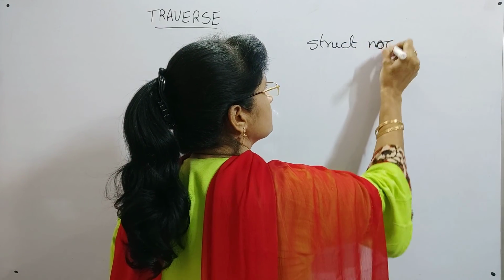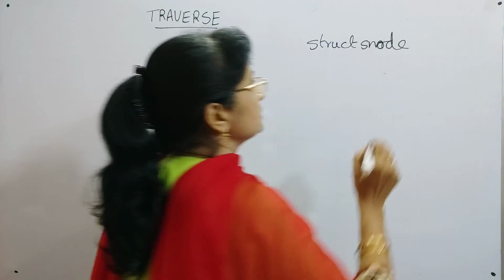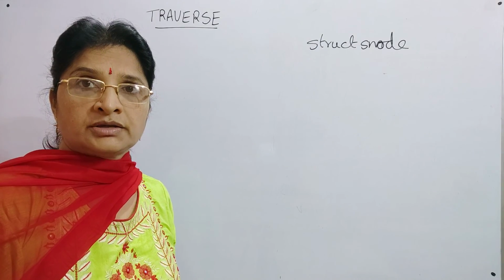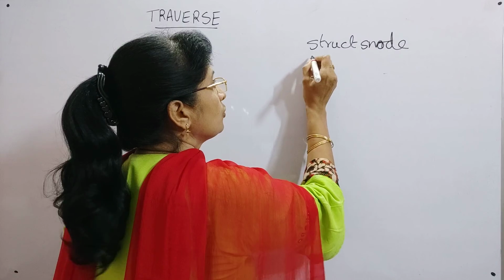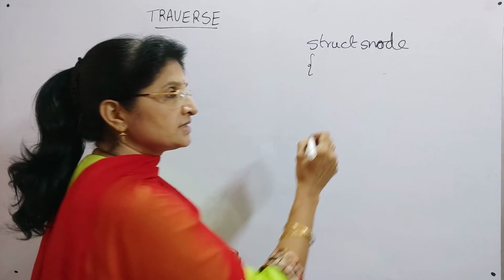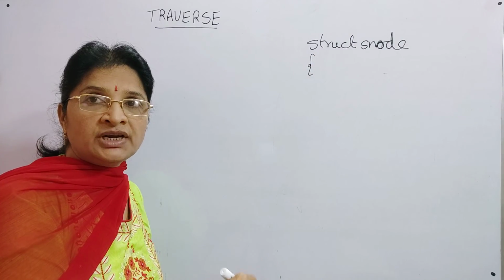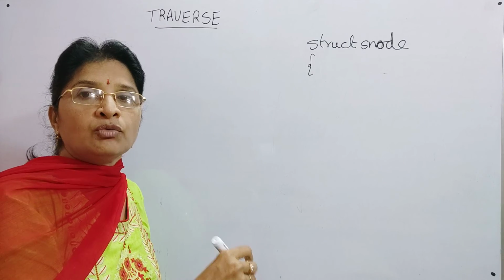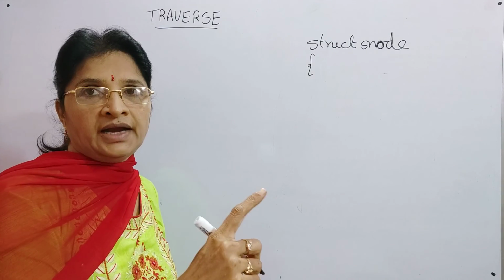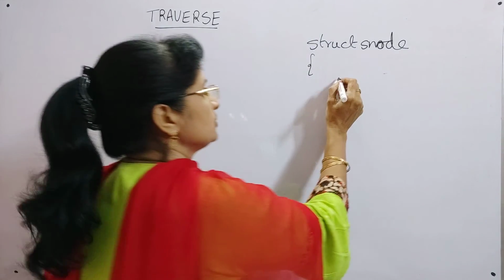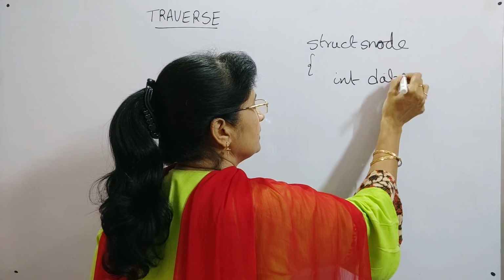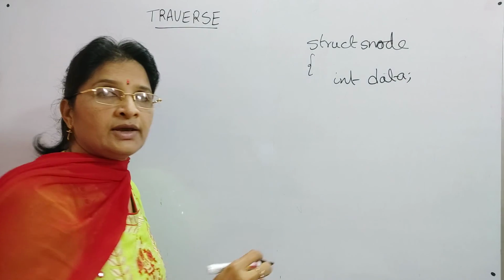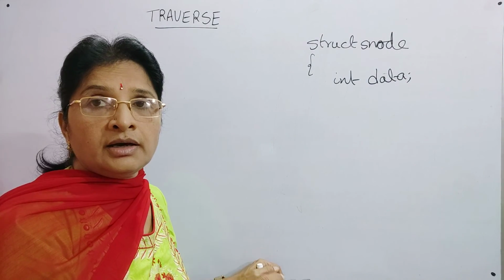struct is the keyword for declaring a structure. So struct s node, opening braces. In our singly linked list, assume that we have only a single data item of type integer. So we will give int data, and next we will give the link part.